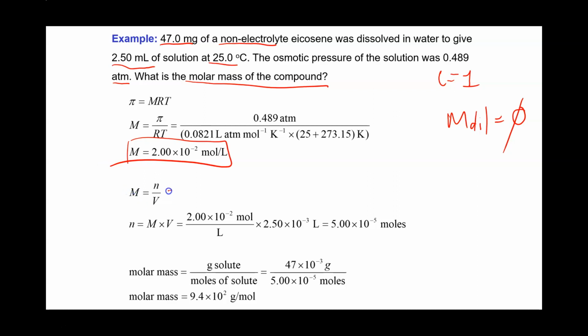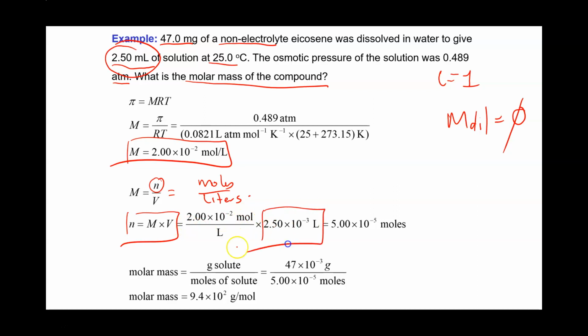Now molarity is equal to our moles divided by our liters, and we were told that we had 2.5 milliliters of solution. So we can reorganize this. Our number of moles is equal to our molarity times our volume. Our molarity, we just solved for that, was 2 times 10 to the minus 2 moles per liter, and our volume, given in the question, is 2.5 times 10 to the minus 3 liters. So our sample of eicosene in this case comprised 5 times 10 to the minus 5 moles.